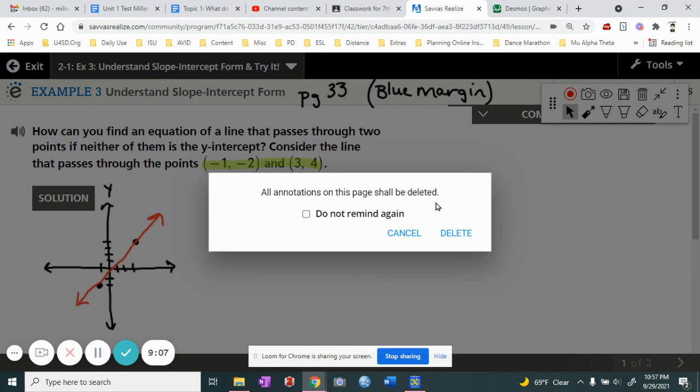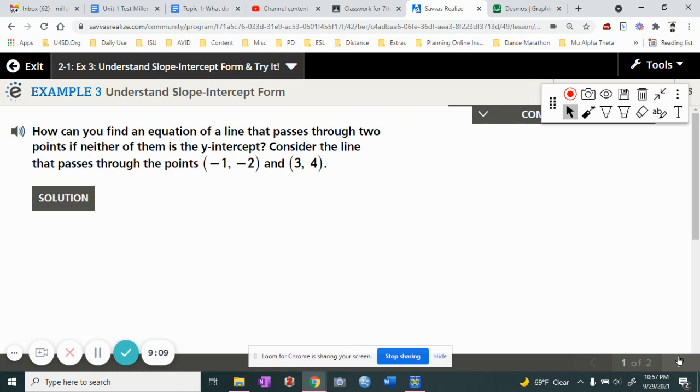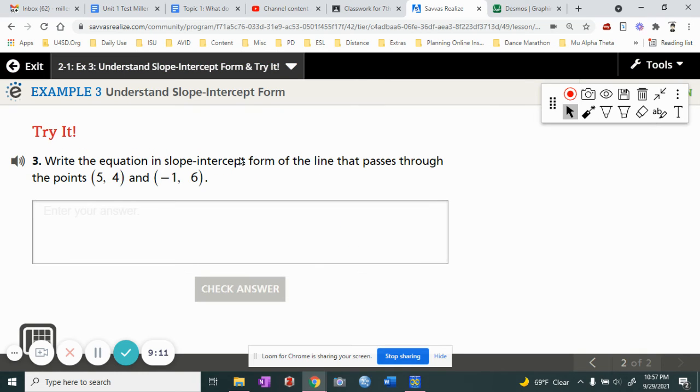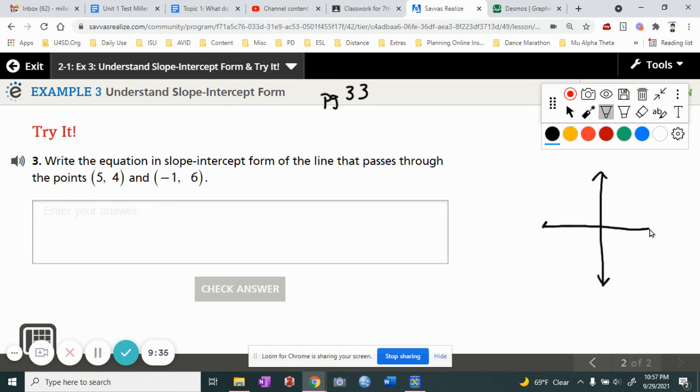In your workbook, you have this problem at the top of the page on page 33. Okay, so again, still on page 33. We have the ordered pair 5, 4 and the ordered pair negative 1, 6. I would encourage you to grab a sheet of graph paper. I have some in the classroom. I'm making more copies every day.